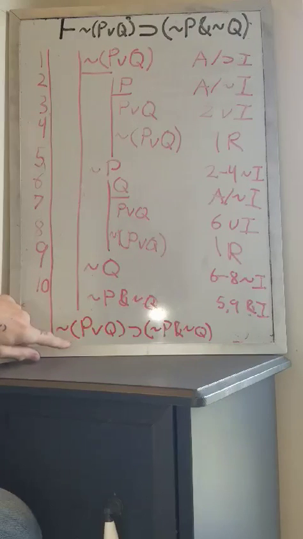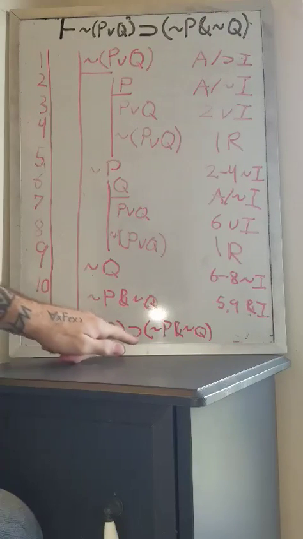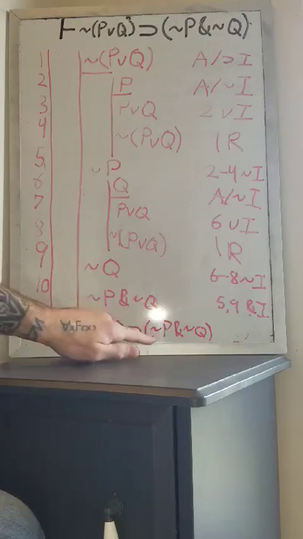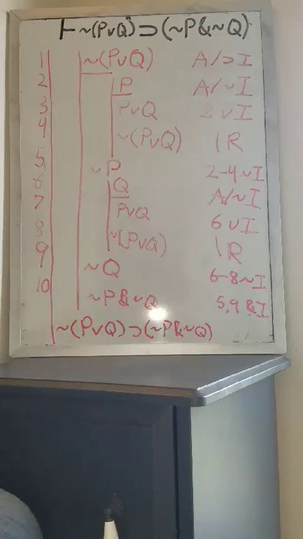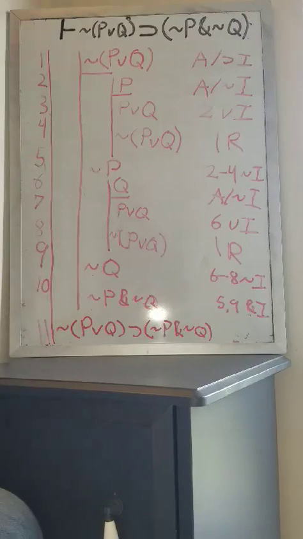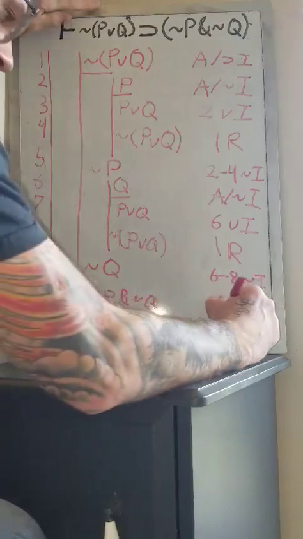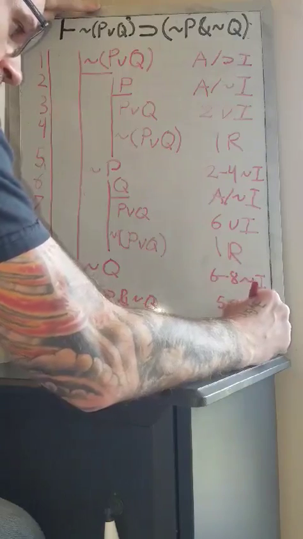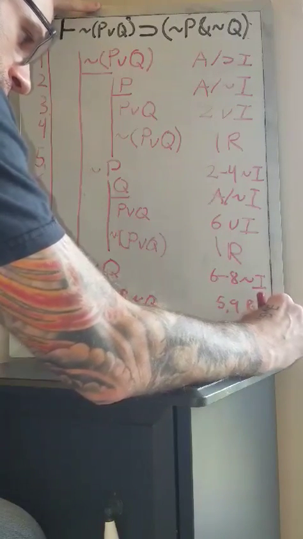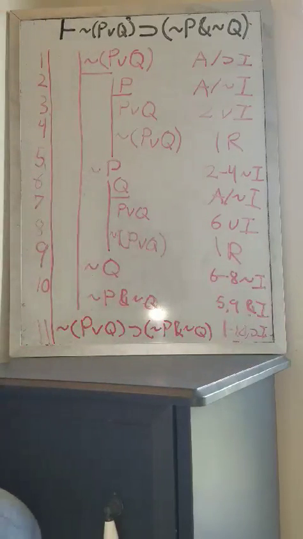And we can say that not P or Q, then not P and not Q. If not P or Q, then not P and not Q. Okay? So we proved the conditional that we wanted to. So 1 through 10, conditional introduction. And we're all done.